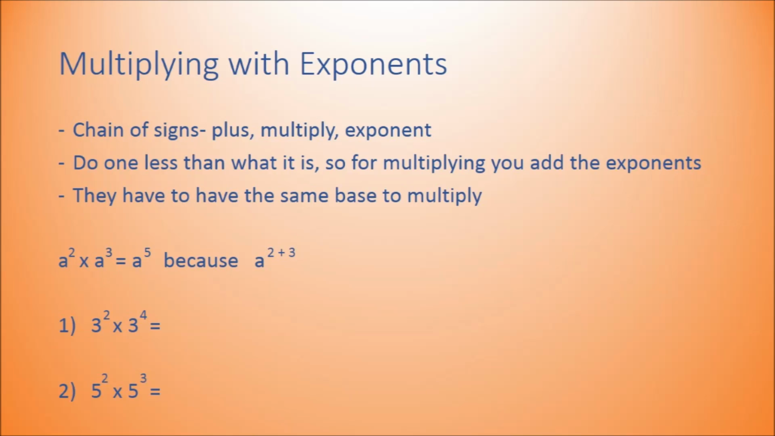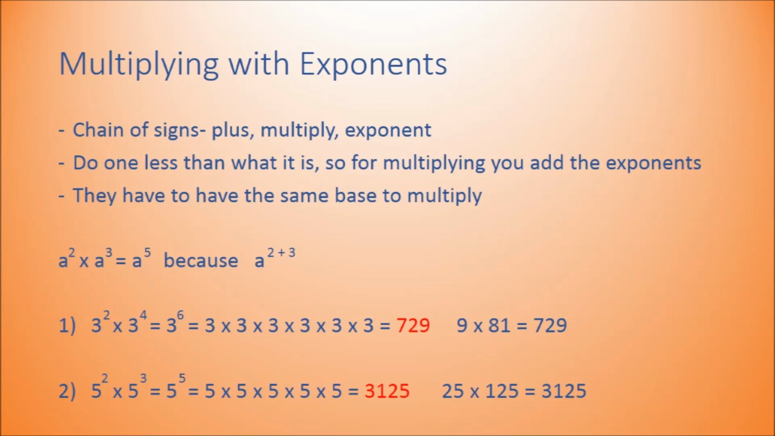Let's look at a few sample problems for you to do. So 3 squared times 3 to the fourth, you'd add the 2 and the 4, you have the same base of 3, and you get 3 to the sixth. And then you could do that out or not. And then for the second one, 5 squared times 5 to the third, you get 5 to the fifth. And when you do those out, you get 729 for number 1 and 3,125 for number 2.